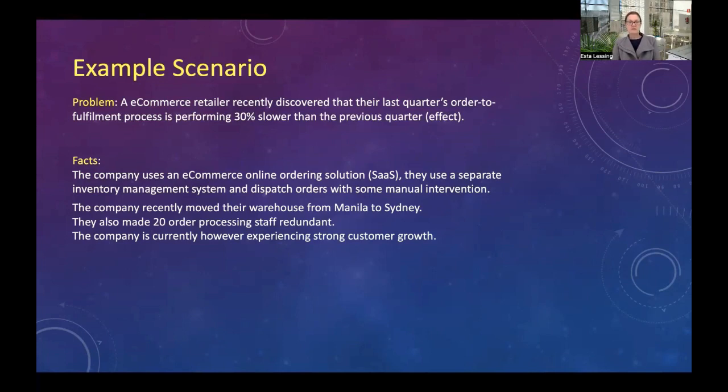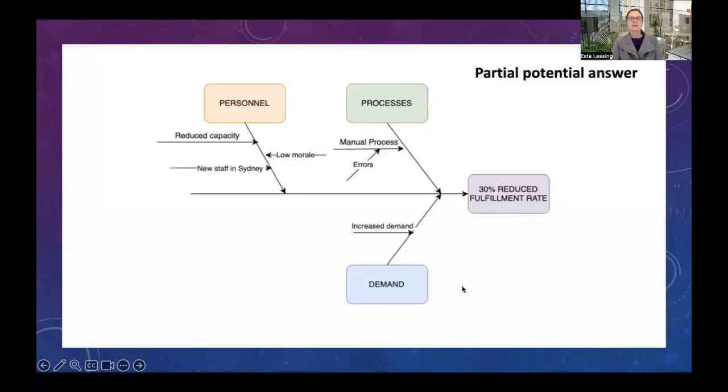So knowing those facts gives us a starting point to start brainstorming and doing further analysis as to what could potentially be causing this particular problem. If we come back to the root cause diagram, here we can have a look and say, we've put our major problem of 30% reduction in fulfillment rate as our primary problem at the head of the fishbone or the diagram.